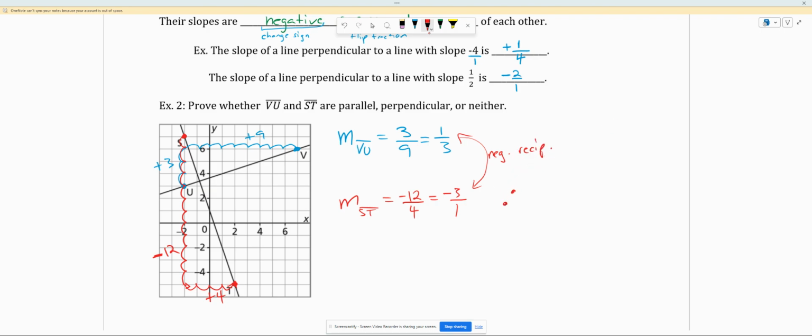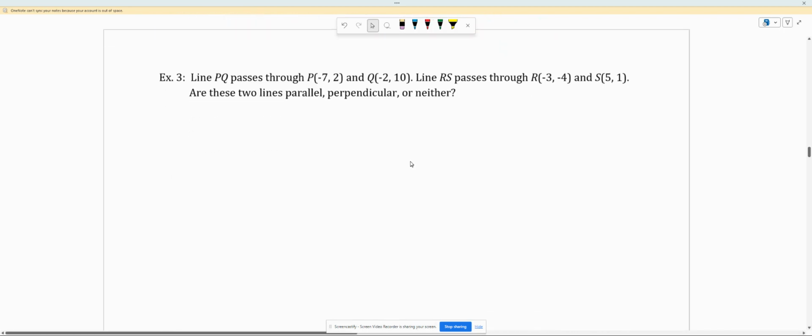So therefore, the way we can write this is ST is perpendicular. So we draw a symbol like this. Some notation will show a little right angle there, perpendicular to line VU. Okay, since they are negative reciprocals. All right, let's take a look at this one.